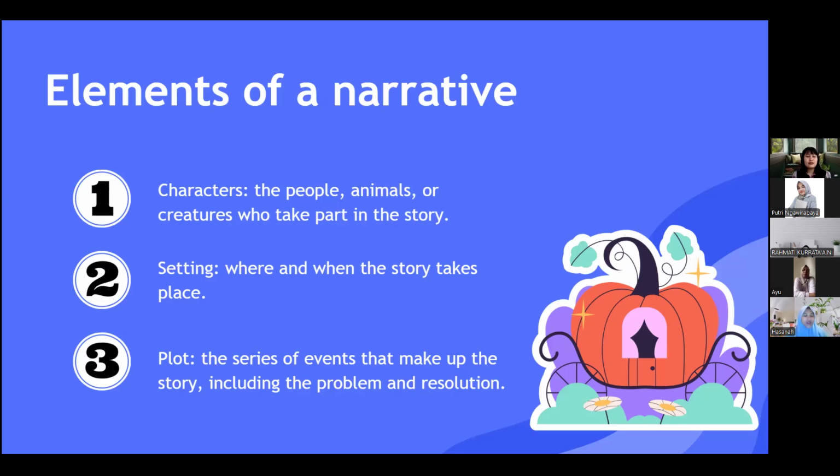Okay, now, Miss Ayu, where and when does the story take place in the Cinderella story? Cinderella's house, the palace during the ball, the kingdom where the prince lives. Okay, very good. Thank you for the answer. The third element is plot. Plot is the series of events that make up the story, including the problem and resolution.